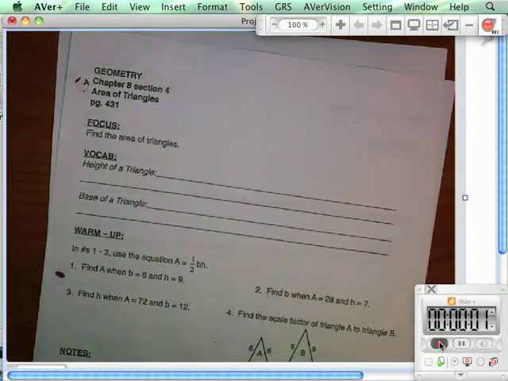All this is about is find the area of triangles and find the area of parallelograms.